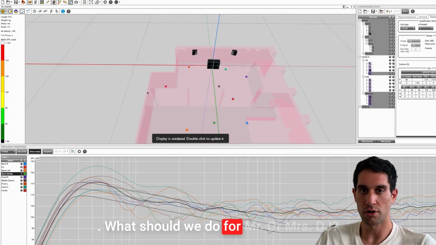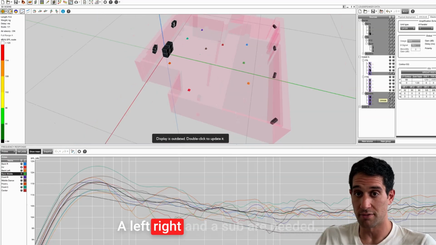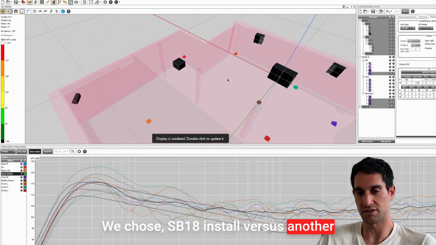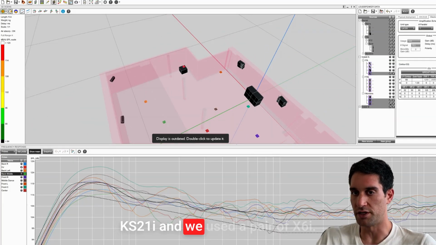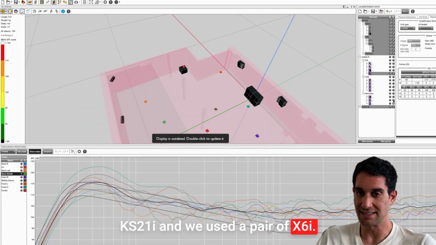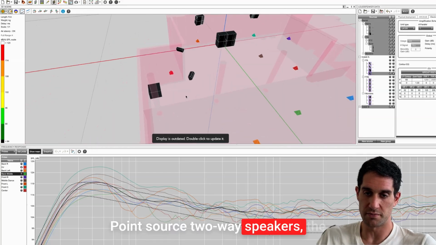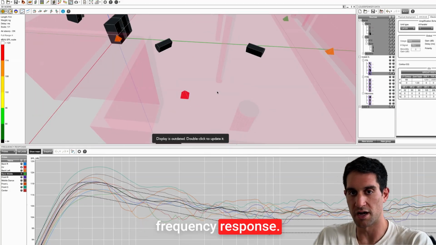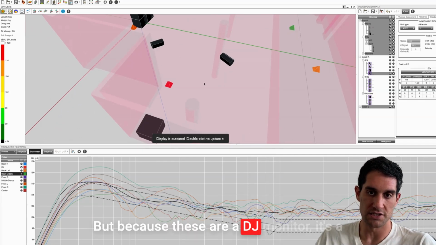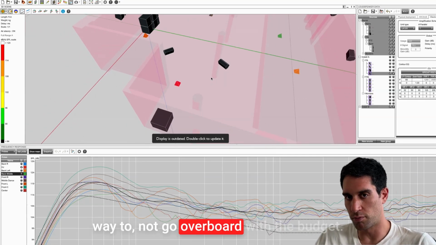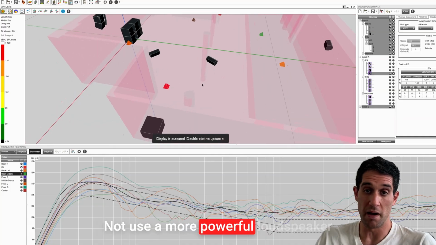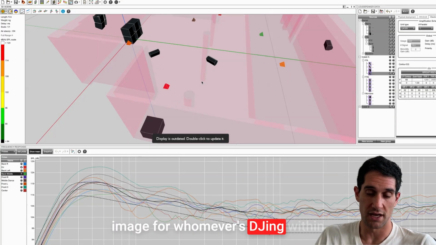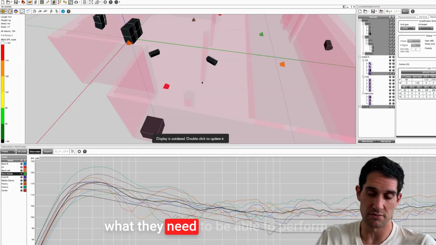What should we do for Mr. or Mrs. DJ? A left, right, and a sub are needed. We chose SB18 install versus another KS21i, and we used a pair of X8i point source two-way speakers, a little brother, I suppose, of the X8i. They have a slightly tighter frequency response. They have slightly less output, but because these are a DJ monitor, it's a way to not go overboard with the budget, not use a more powerful loudspeaker than is necessary, but still give a great image for whomever is DJing within the booth and ensure that they get what they need to be able to perform.